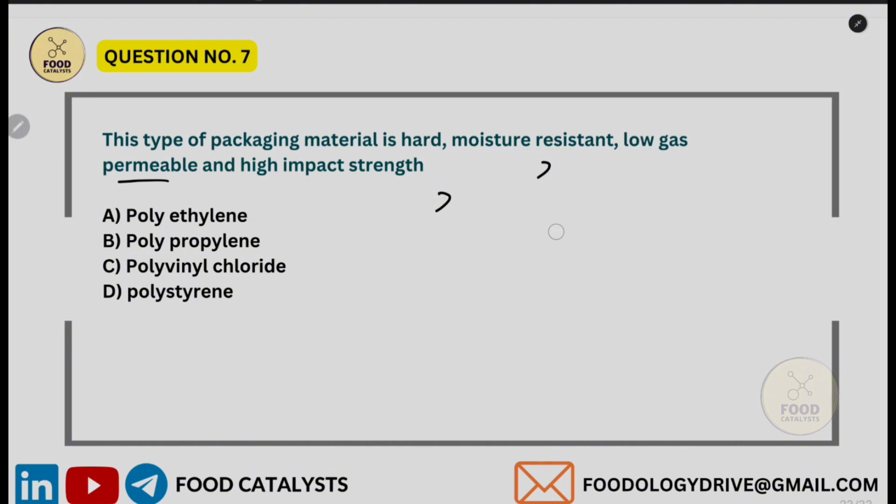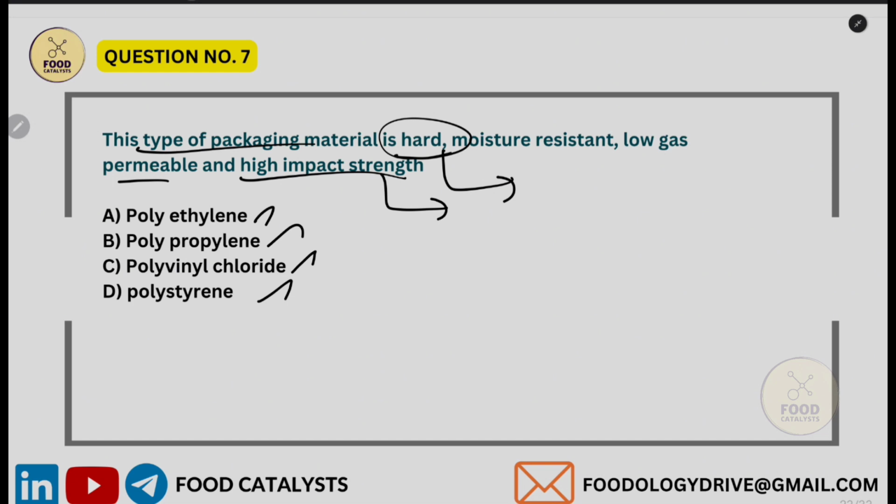Apart from these two, they have mentioned one more property: it's really hard. Whatever packaging material they are mentioning is really hard and has high impact strength, which means you can force it and nothing will happen. The options are polyethylene, polypropylene, polyvinyl chloride and polystyrene.